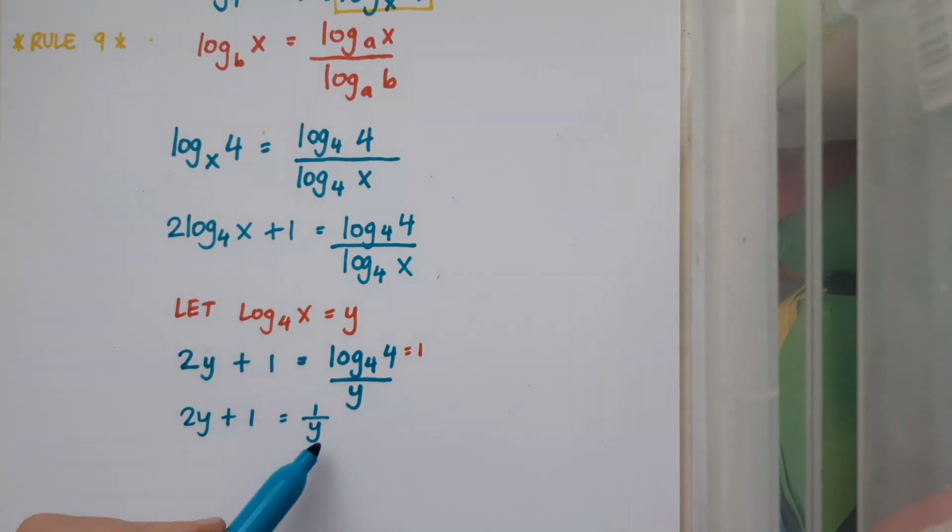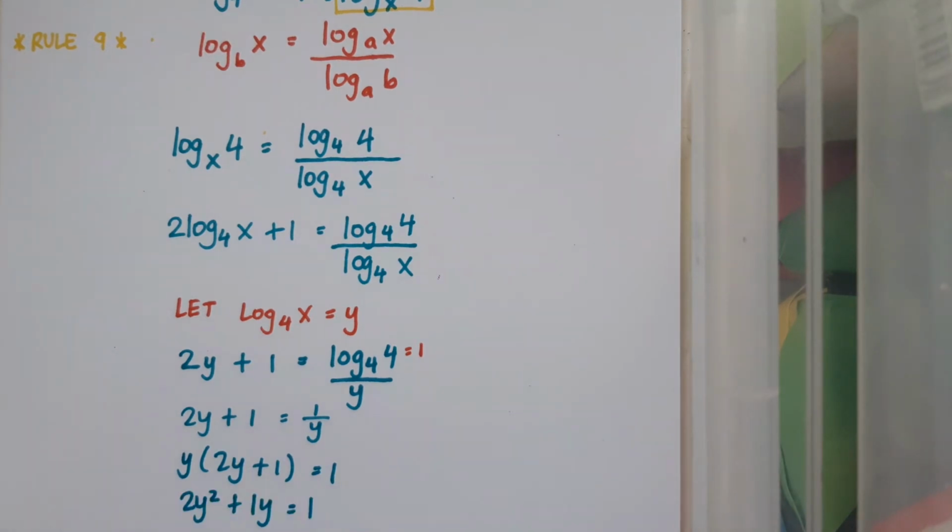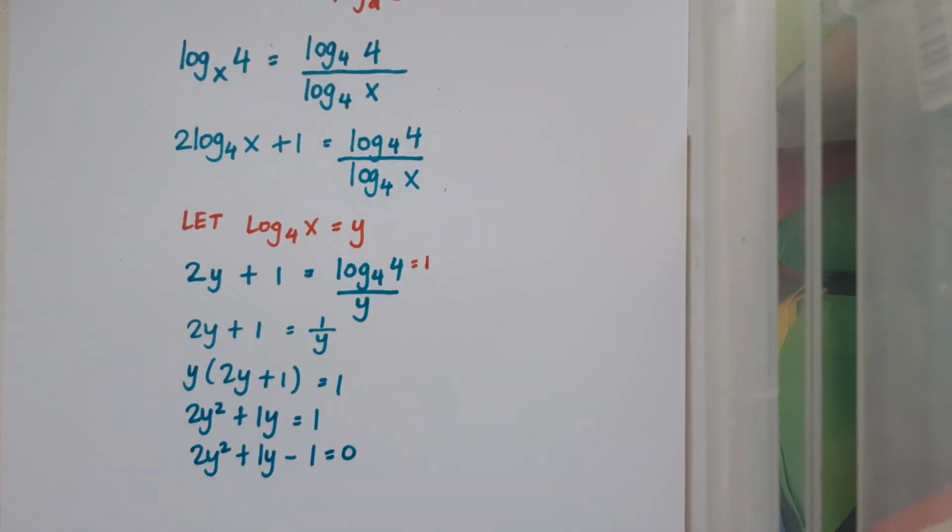Okay, so now I'm going to bring the y up and multiply by the left-hand side. And when I multiply this out, it's going to resolve into a quadratic. As usual, just make sure it's equal to 0 before you begin to factorize and solve. When you factorize this quadratic, you're going to get (2y minus 1)(y plus 1) equals 0, and then we can solve to get two values of y.